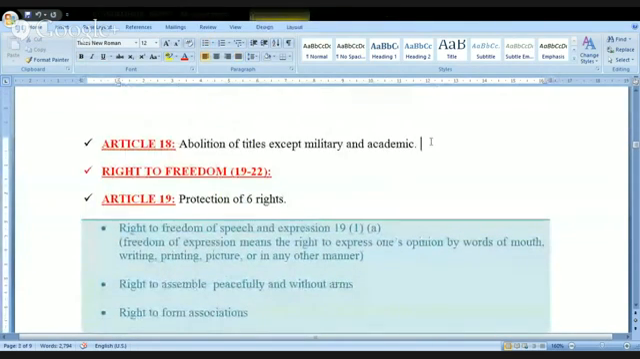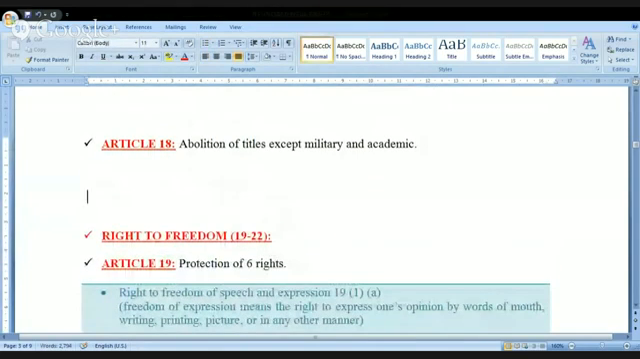The next one is Article 18. This Article 18 talks about the abolition of titles except military and academic. What do you mean by this? For example, during the British rule, so many titles were given to Indians. It seems that the British continued in India for a long period because there was continuous support and cooperation from some individuals in India.